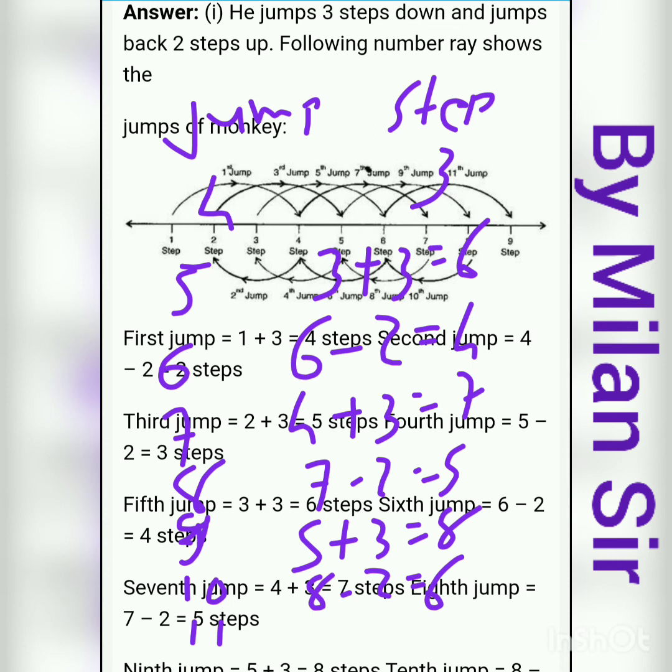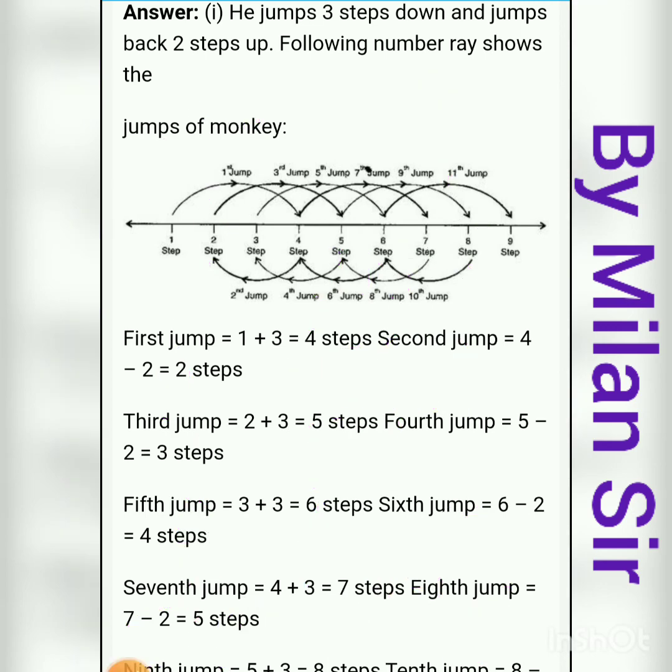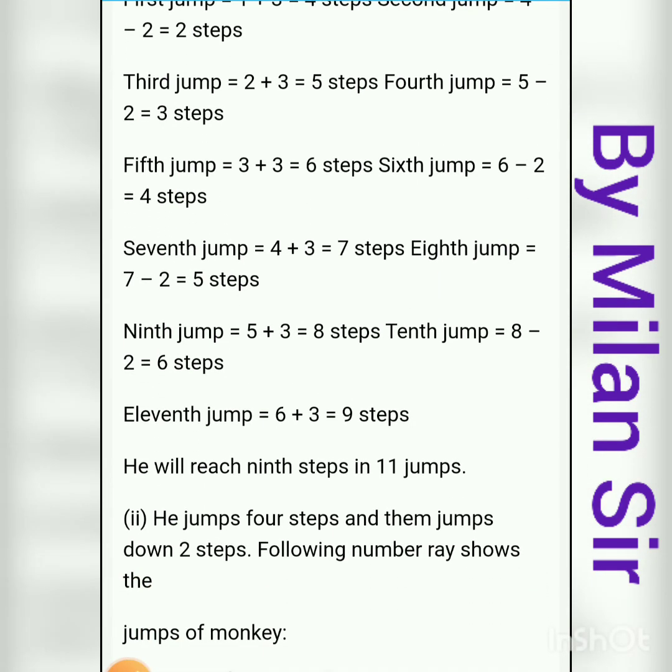And in 11th jump, again 3 step downward. So 6 plus 3, 9. So here we get the answer 9. That we want, because we need to reach at the step number 9. So right now his position is at step number 9. So how many jumps are required? It is 11. Total 11 jumps are required to reach at the step number 9. So our first answer is he will reach ninth step in 11 jumps.